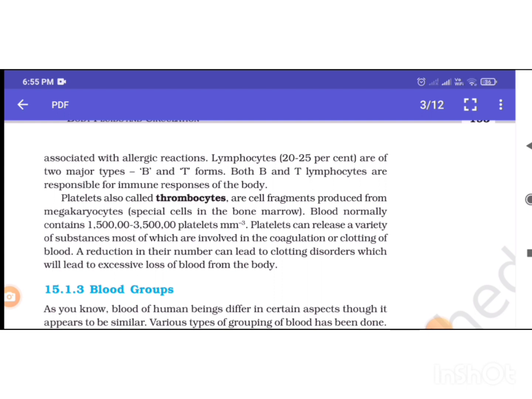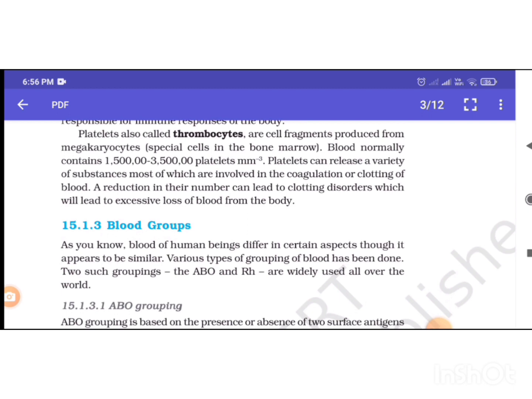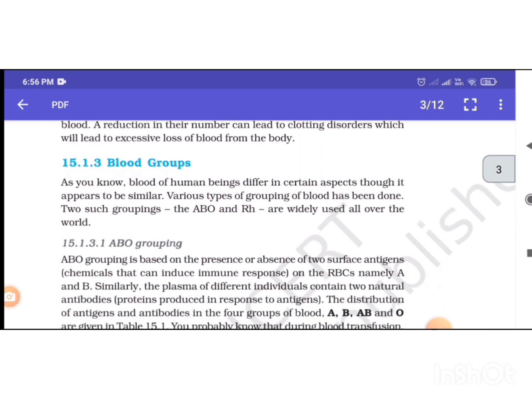Platelets can release a variety of substances, most of which are involved in coagulation or clotting of blood. A reduction in their number can lead to clotting disorders, which will lead to excessive loss of blood from the body. Now moving on, blood groups.